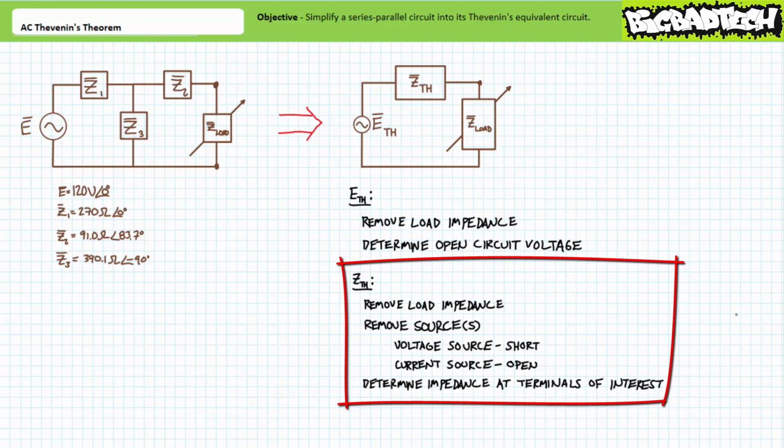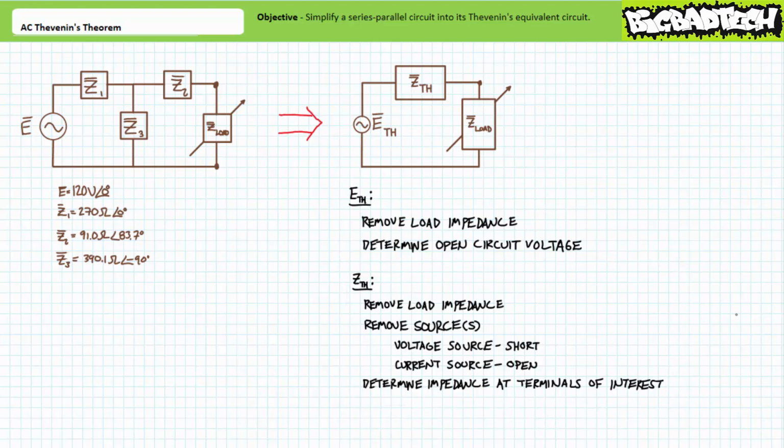Finally, one determines the impedance of this modified circuit at the terminals of interest. Make note that ZTH is not the impedance seen by the original source. ZTH is the impedance seen at the load terminals of interest when the source has been removed. This shift in perspective may fundamentally alter the nature of this original circuit.